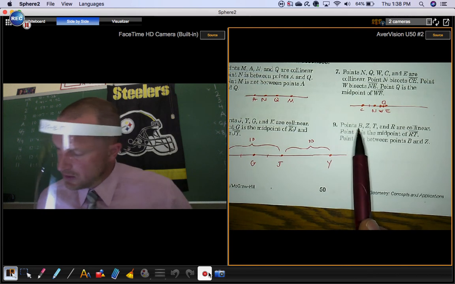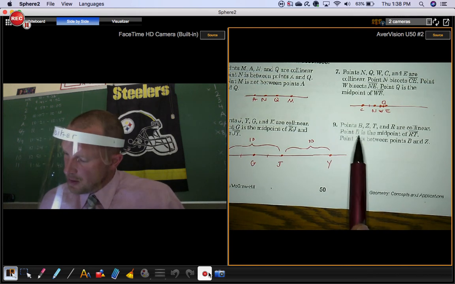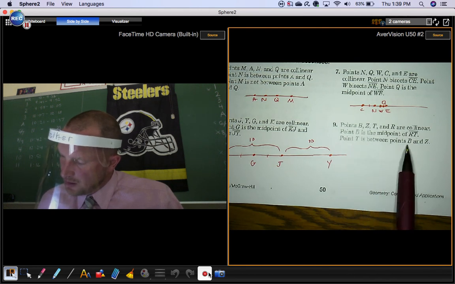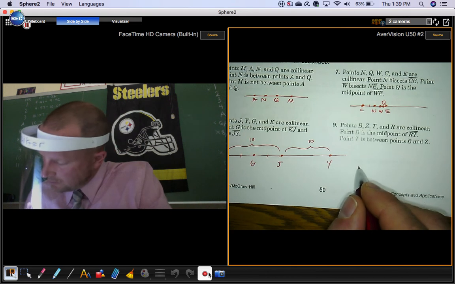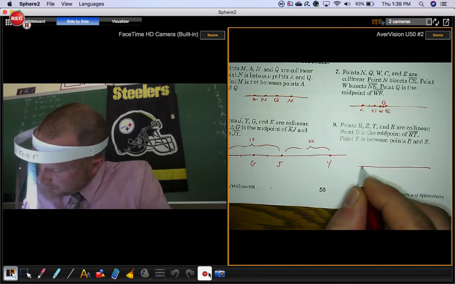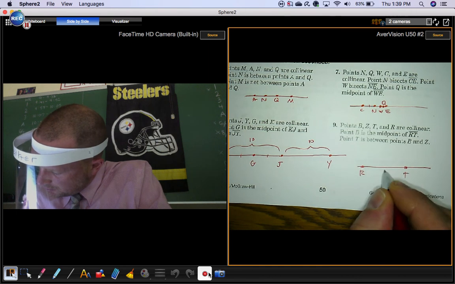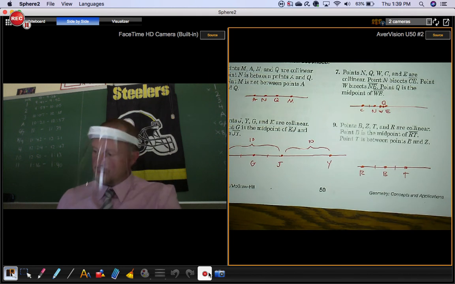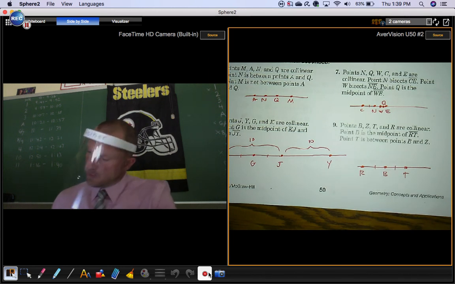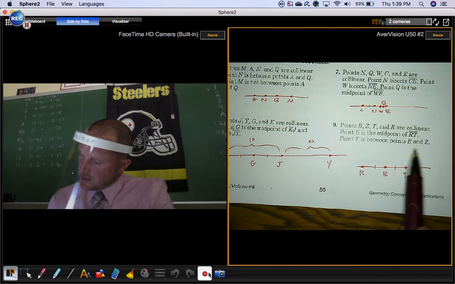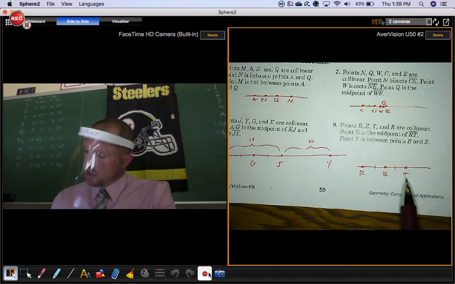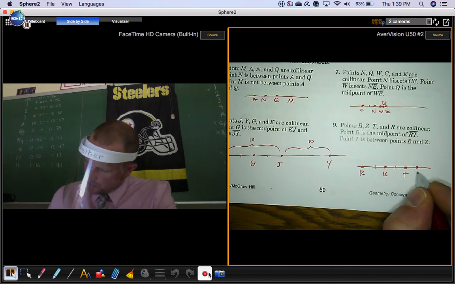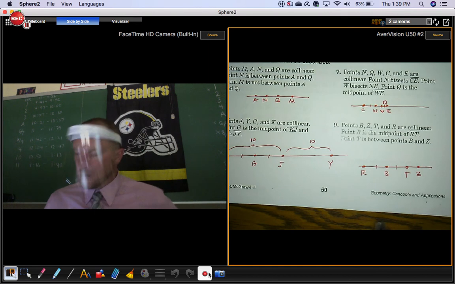Okay, last one, points B, Z, T, and R are collinear. Point B is the midpoint of segment RT, and point T is between points B and Z. So if B is the midpoint of segment RT, we'll indicate that with those marks. Now point T is between point B and point Z. So all that means is Z needs to be over here somewhere. And you could make it really, really close to point T, or really far away, or somewhere in between.